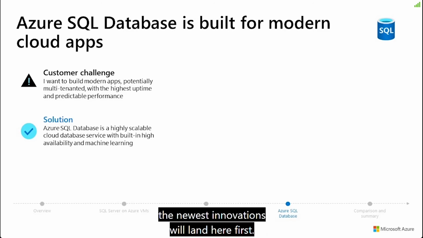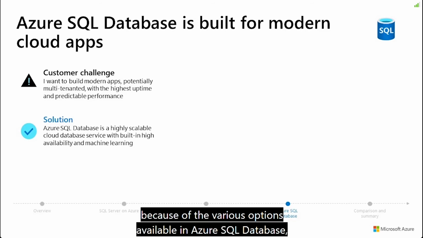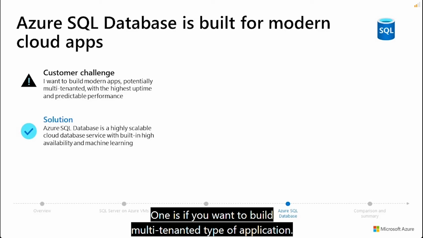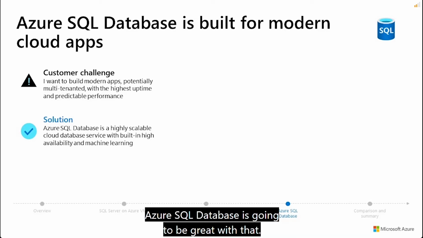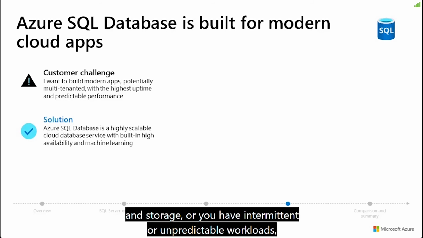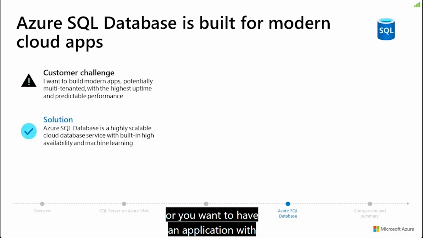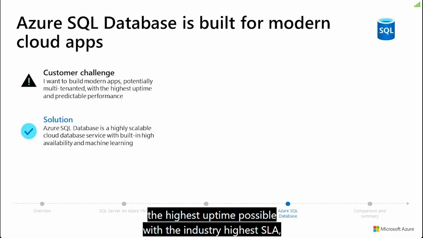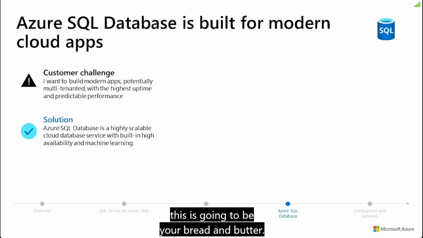Now, because of the various options available in Azure SQL Database, there are lots of reasons that might lead a customer or an organization towards moving to Azure SQL Database. One is if you want to build a multi-tenanted type of application. Azure SQL Database is going to be great with that. Also, if you want to be able to independently scale compute and storage, or you have intermittent or unpredictable workloads, or you want to have an application with the highest uptime possible with the industry highest SLA, this is going to be your bread and butter.